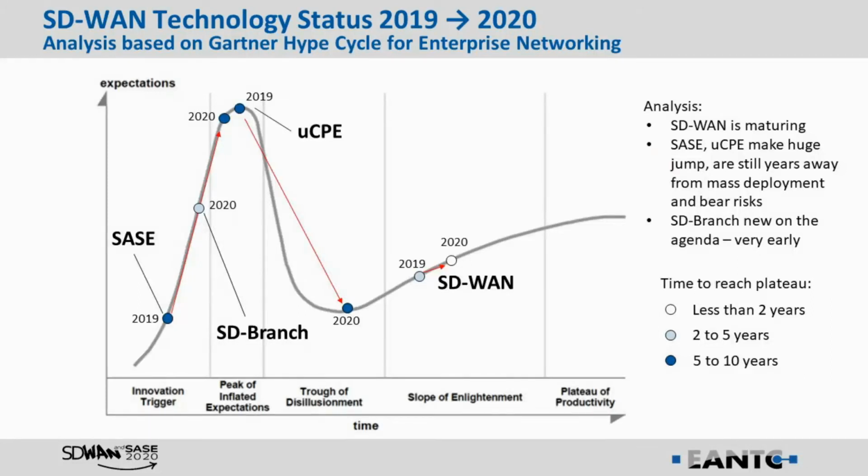Now, another angle is the question, where is SD-WAN going to go in the coming years, and how is it going to mature? And to this end, the Gartner hype cycle is always quite useful. So I've taken this analysis from the Gartner hype cycle for enterprise networking 2019 and 2020. So last year, the hype cycle looked like this. SD-WAN was projected to be mature and to reach a plateau within 2 to 5 years. So you see the light blue circle here around SD-WAN.